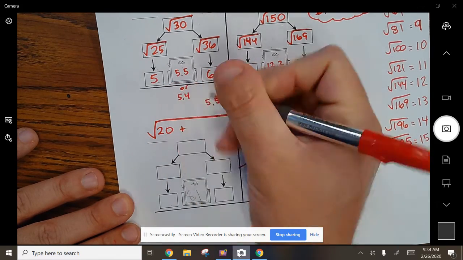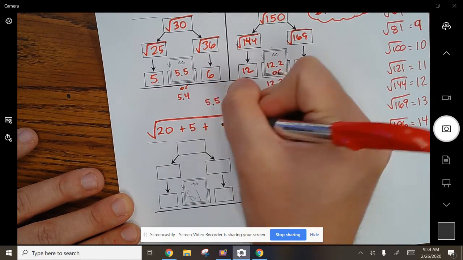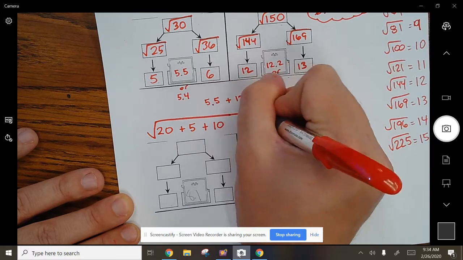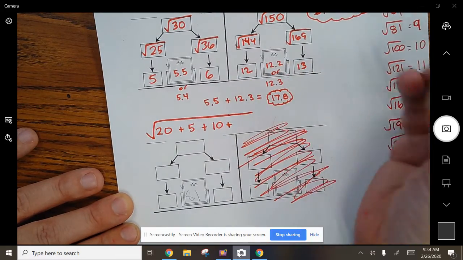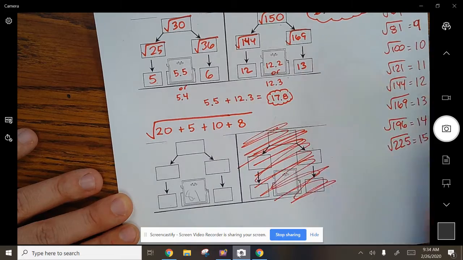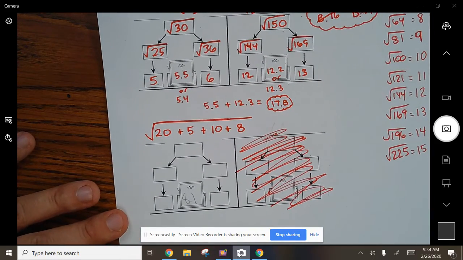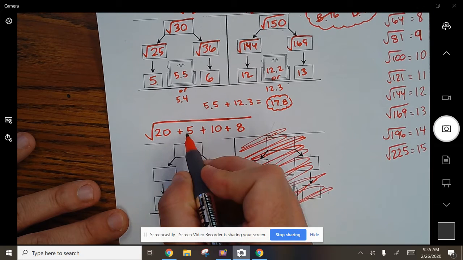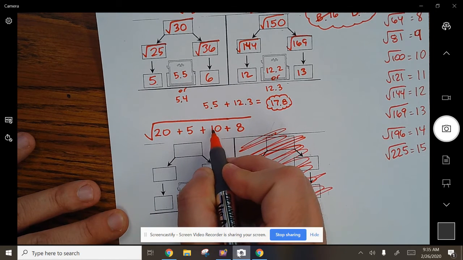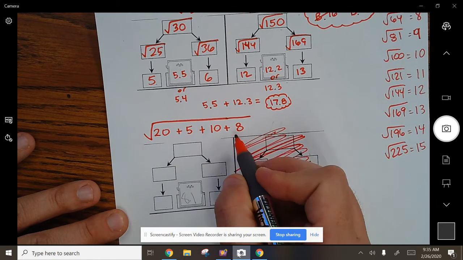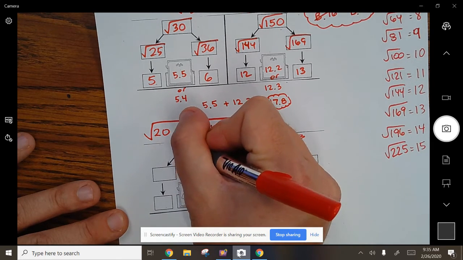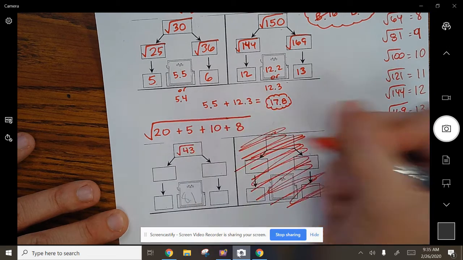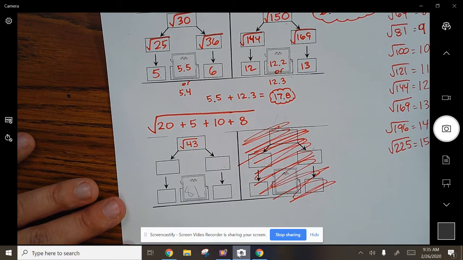20 plus 5 plus 10 plus 8. And this is all you have to do. Just add all this up inside. 20 plus 5 is 25. 25 plus 10 is 35. 35 plus 8 is 43. And that's really what the question's asking. Okay, so that's as easy as it is.